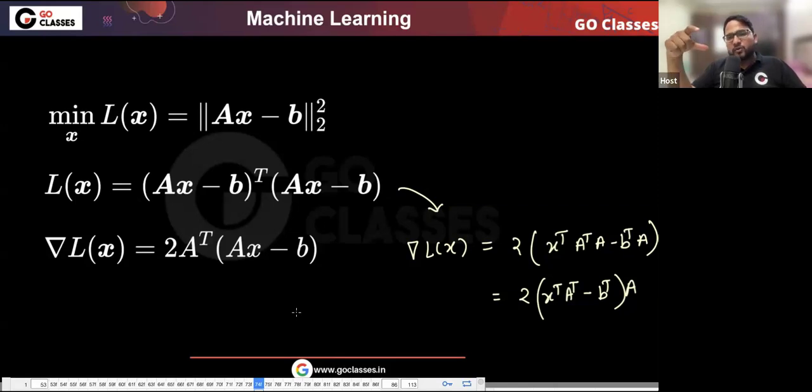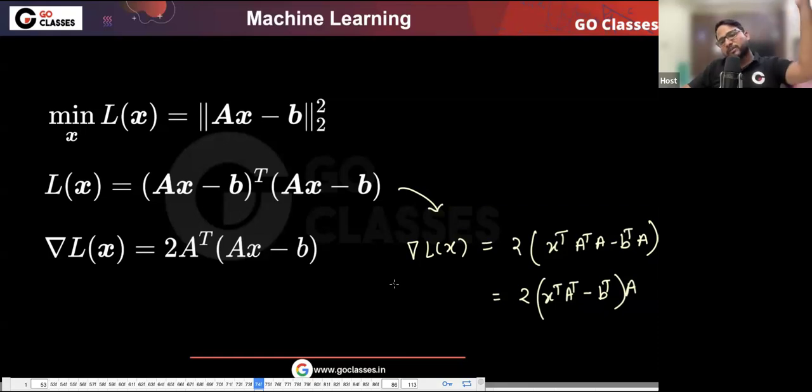In the chain rule, I have observed that whenever we apply the chain rule, people put the whole transpose after the chain rule ends. Anyway, the gradient is this. The final gradient is this. Now what we want to do is make this gradient zero and find out the x. That was our aim, right?